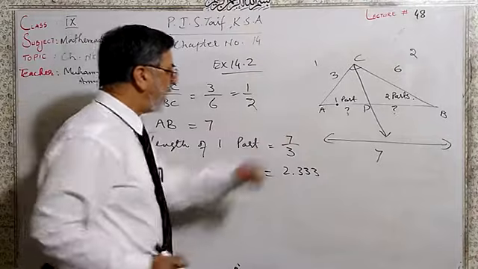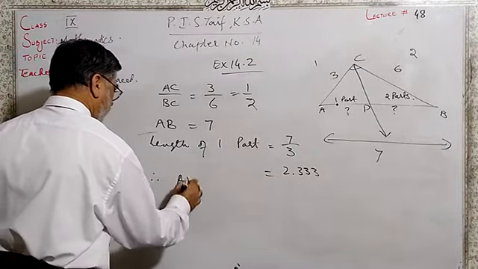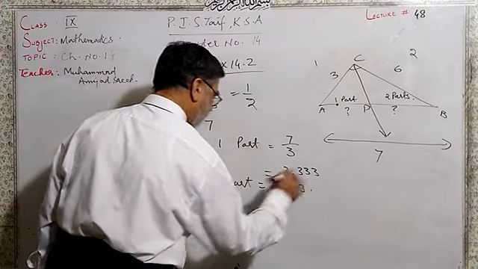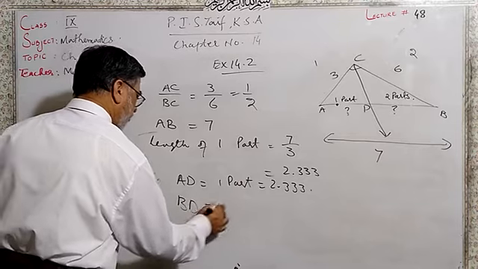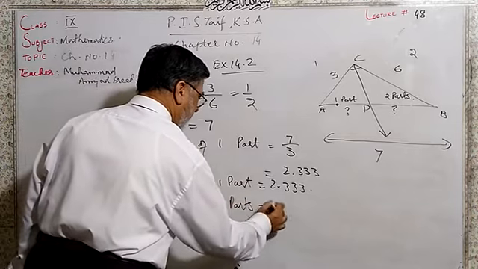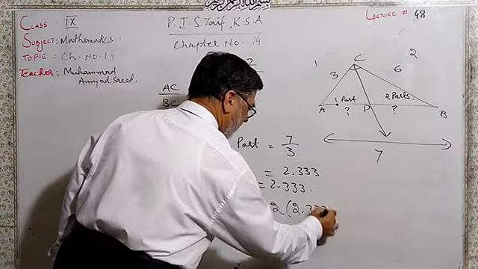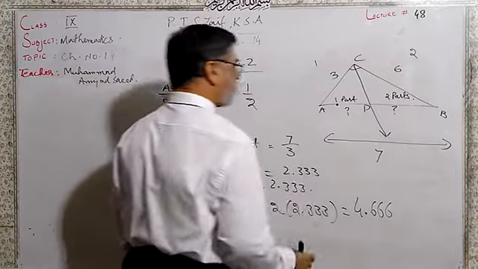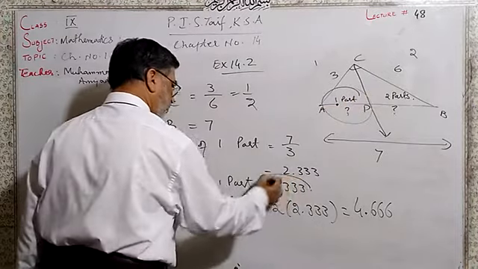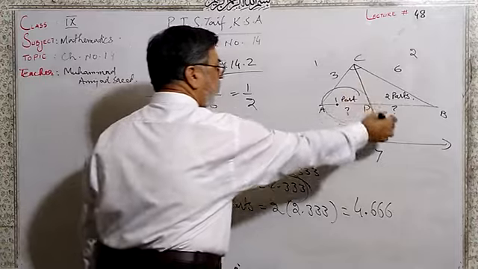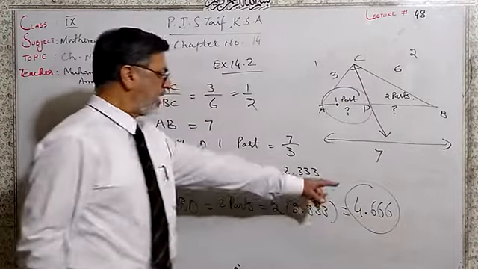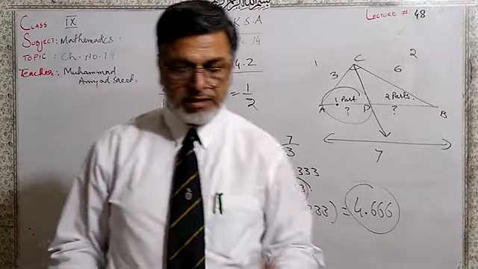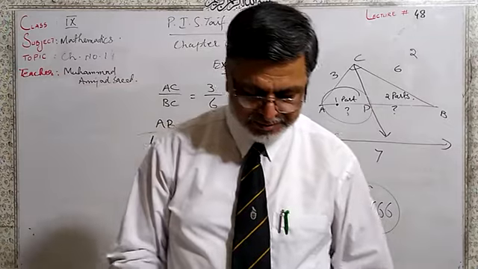Dear students, look at that. Therefore AD is equal to one part, that is 2.333. And BD is equal to two parts. Two parts mean multiply by 2, 2.333, that will be equal to 4.666. If you add them, it will be 6.999, that is 7. So this is the way of finding your unknown values.